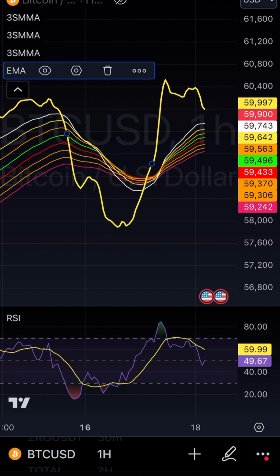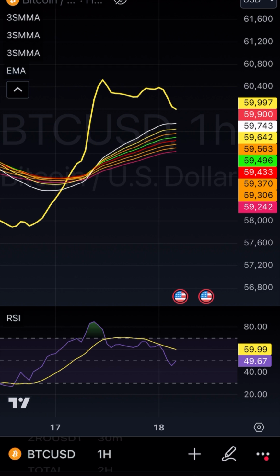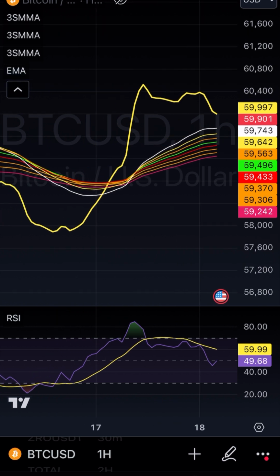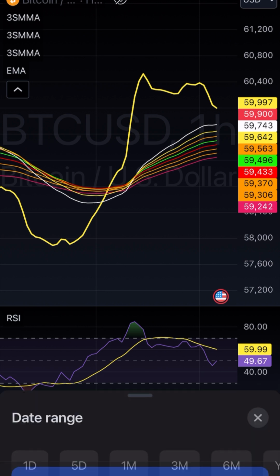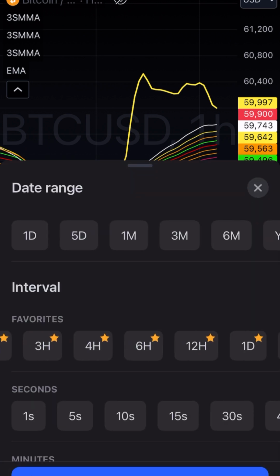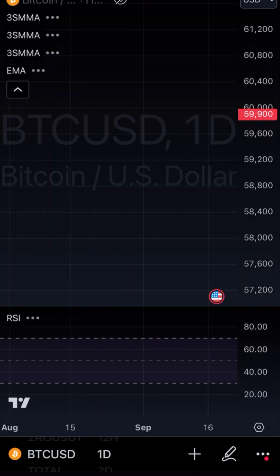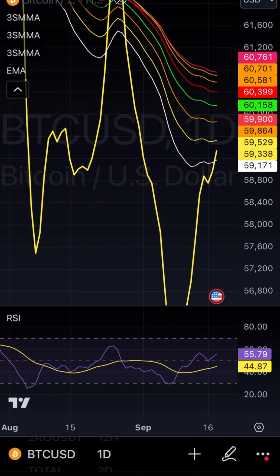What I do is I hide the candles. It's easier to see the patterns. Once you have all this set up, it shows you basically when to enter the trade. But the first thing you have to do is get a good idea of what the overall direction is doing. So we could look at the day here.